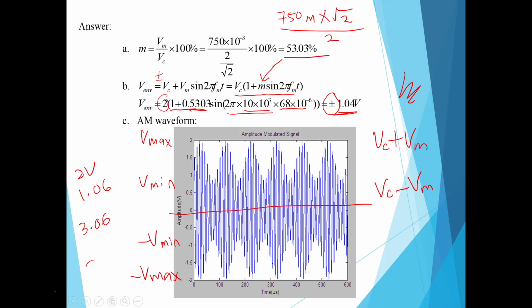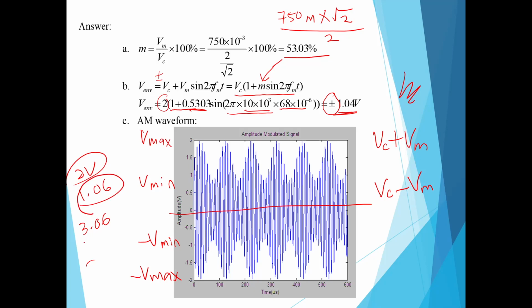Doctor, how to get 1.06? I calculated and got something point something. That is what you asked. 750 milli multiplied with square root of 2. Multiply with square root of 2, because you are given 750 in millivolt RMS, so you need to find the peak value. When we calculate the peak value, you need to multiply it with square root of 2. So you get the Vc, you get the Vm. So Vc is 2 volt, Vm is 1.06.